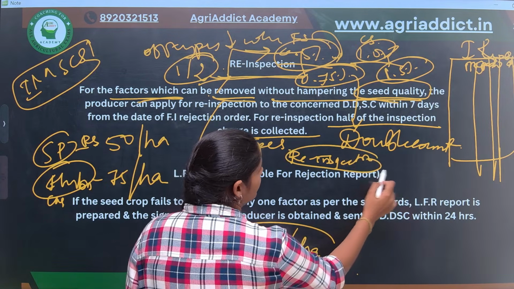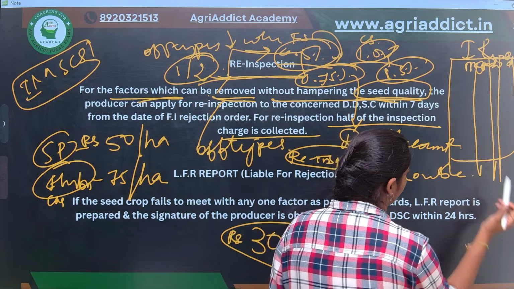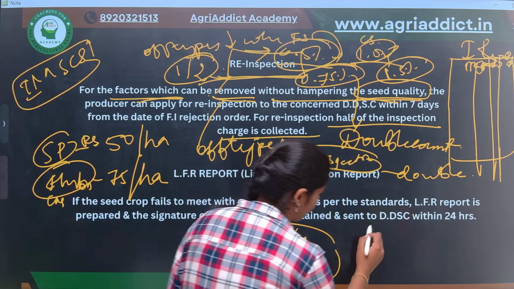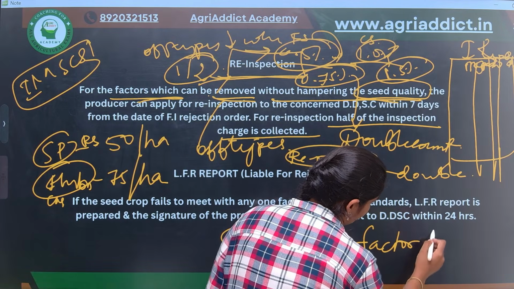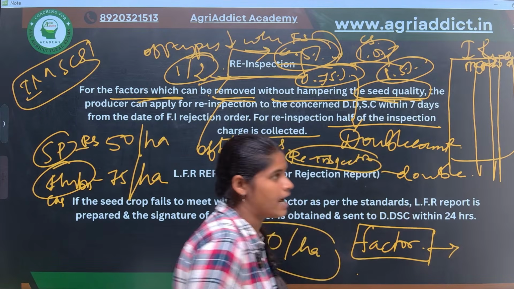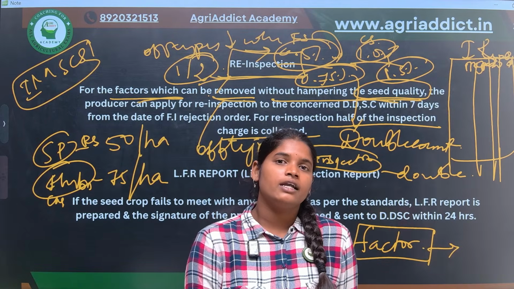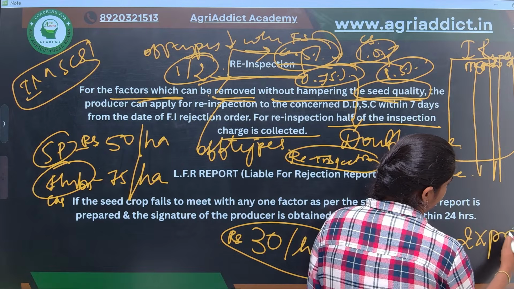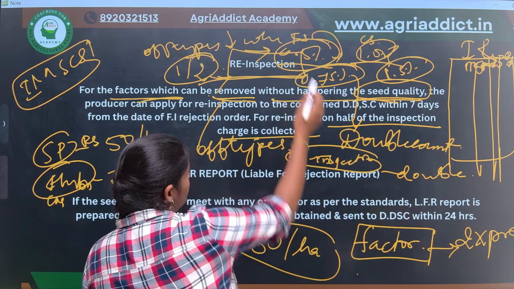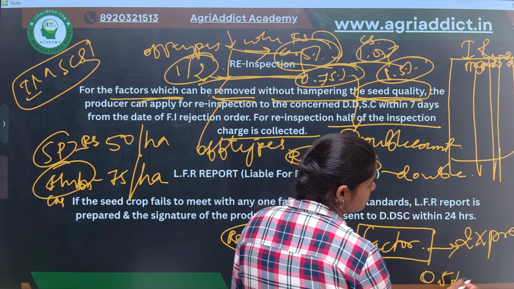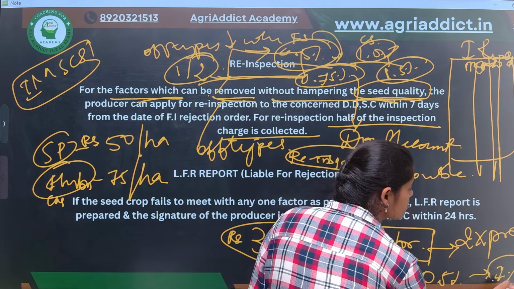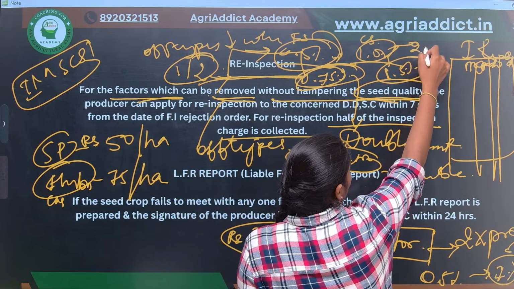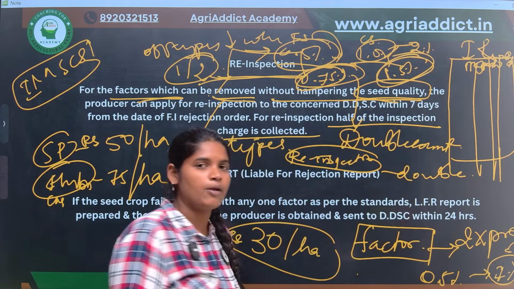And what about double count? I have mentioned it here, right? When we go for re-inspection or double count, it applies if the factor is not meeting the standards, but it is within 2 times of the prescribed limit. For example, here I mentioned it is 0.5%, right? 2 times of it is 1. If it is within 1%, that is it, here it is 0.75. For another, it is 2%, right? But it is showing 1.5%.